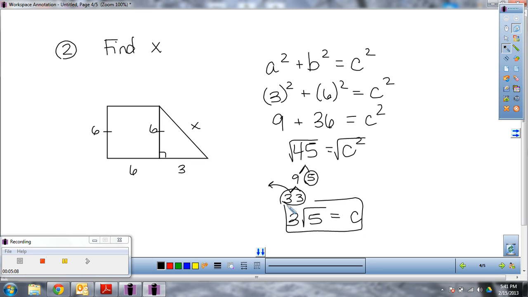And in this case, I left c as a hypotenuse. I could have substituted x into the formula, but we do know that 3 root 5 is representing c.